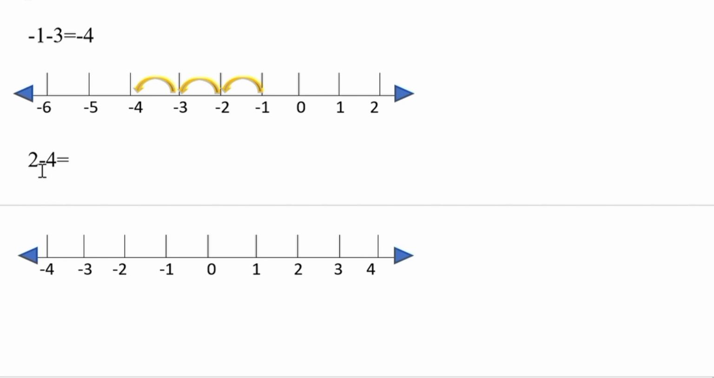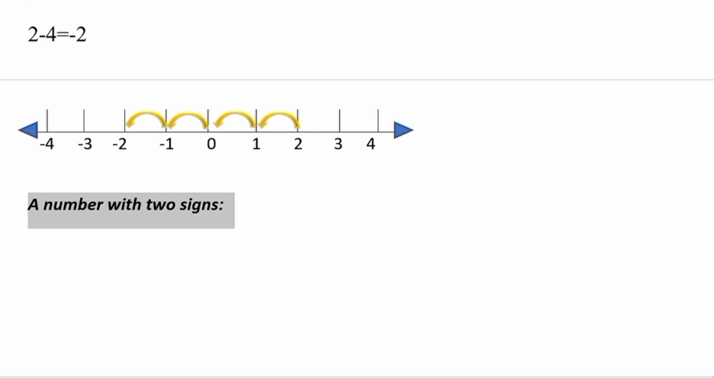Identify where this number is. It's here. Count 4 steps to the left because we are subtracting. So from 2 here, let's count 4 steps. 1, 2, 3, 4. It lands us on -2. So we write here, the answer is -2.